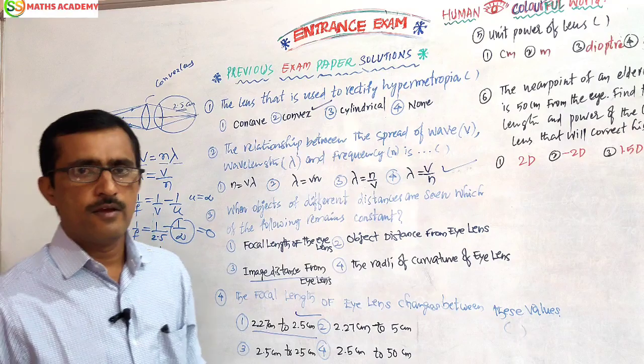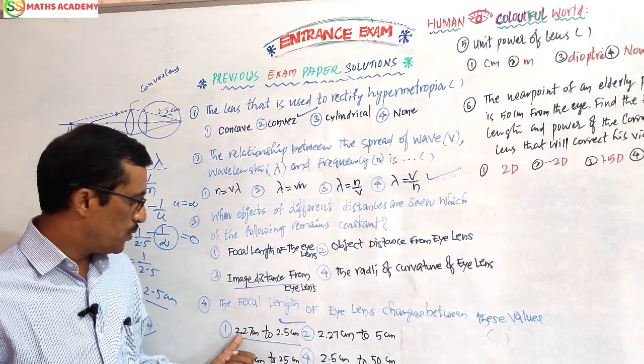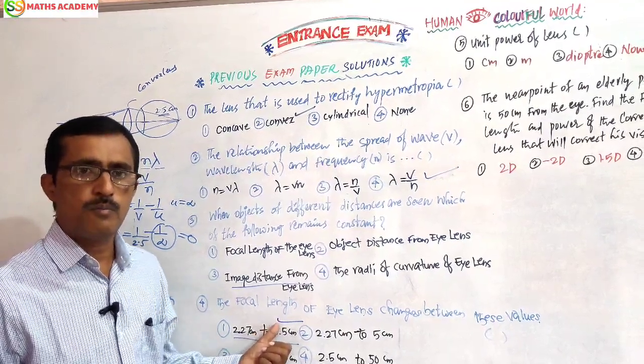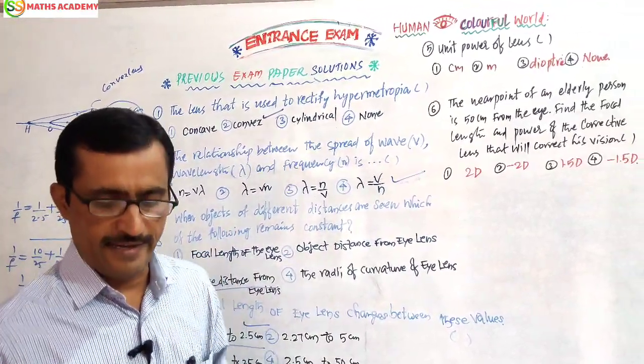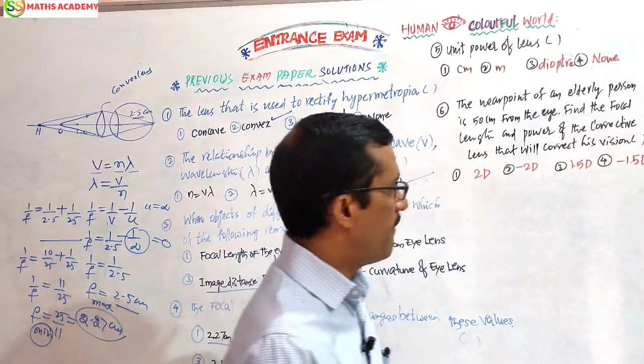Okay, children? Right. What is the minimum and maximum focal length of the eye lens? 2.27 centimeter to 2.5 centimeter. Okay, children? Right. Next, unit of power of lens. Unit of power of lens.